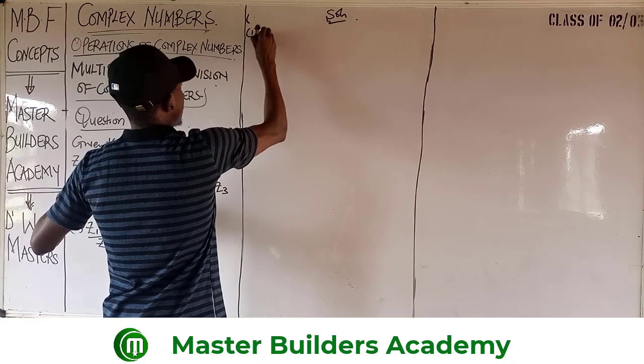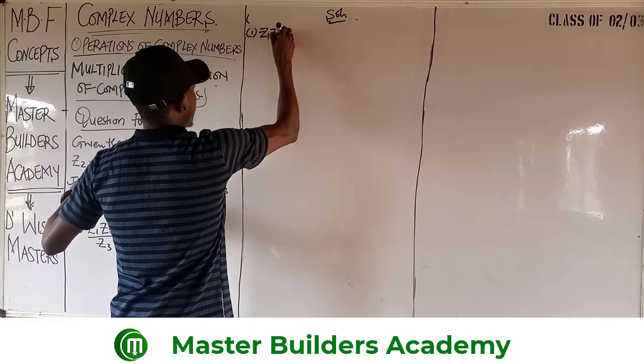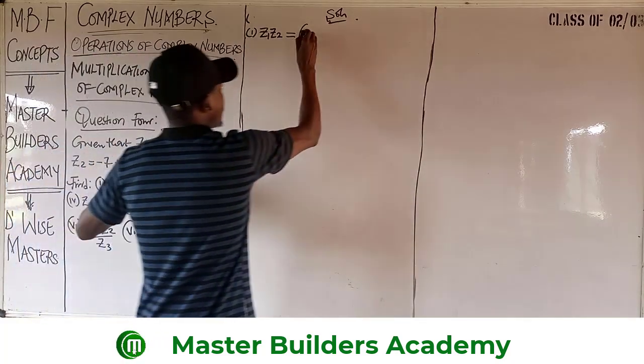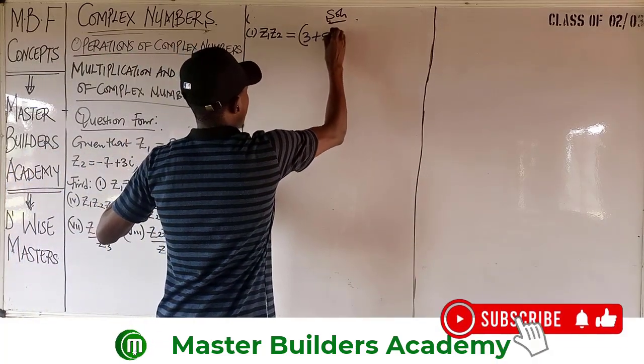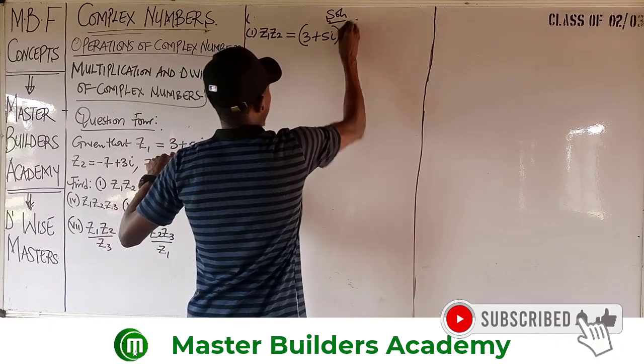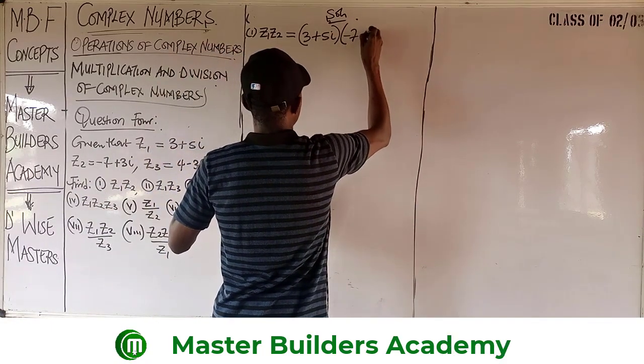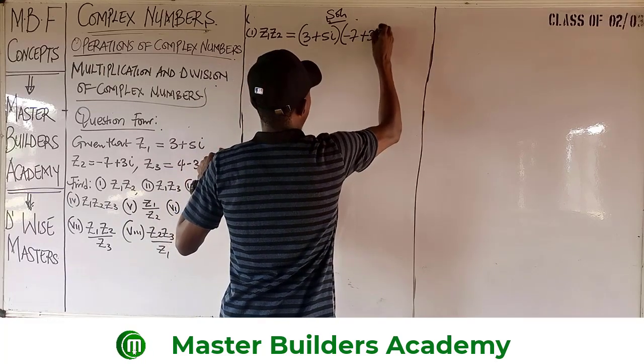Number 1, Z1, Z2. And then what is our Z1? We have 3 plus 5i, then multiply minus 7 plus 3i.